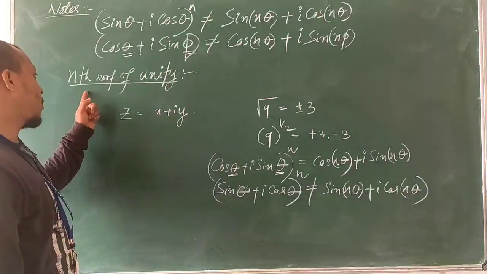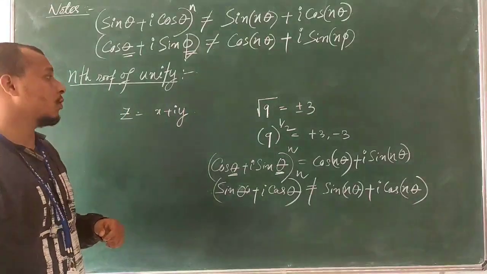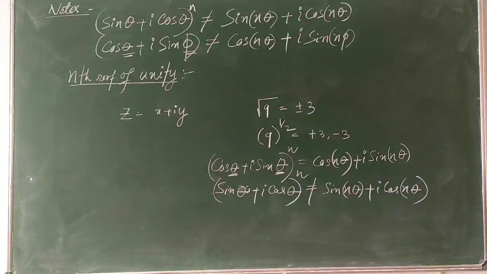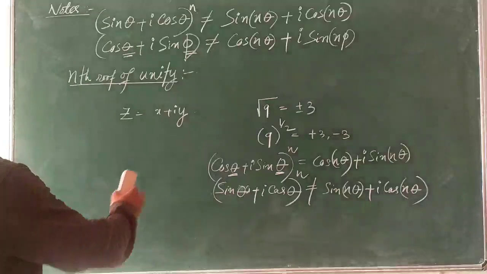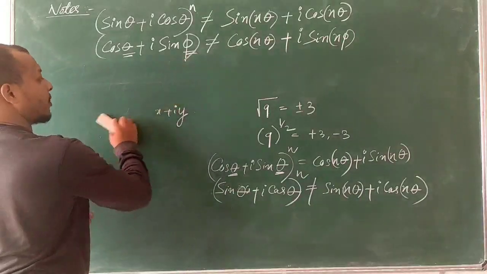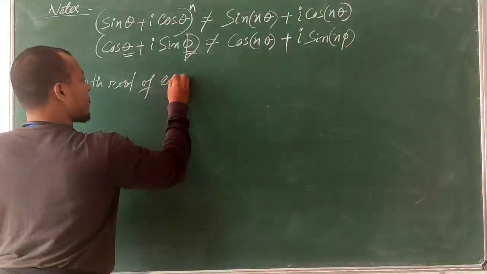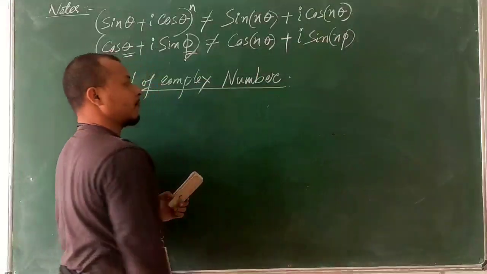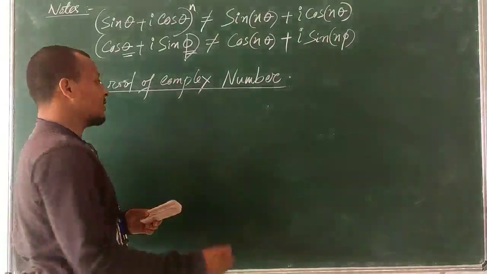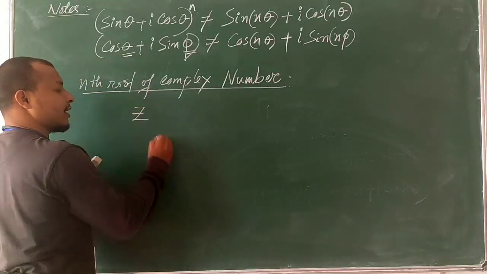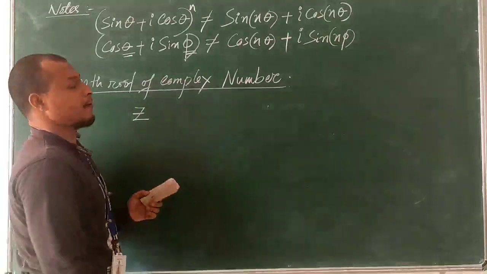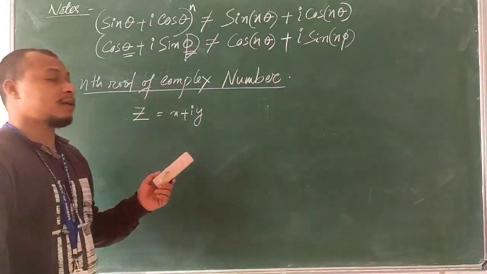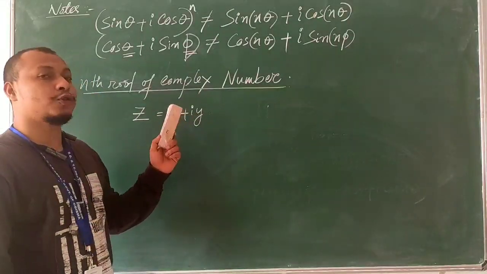Now we are going to study what is the nth root of unity. Not exactly the nth root of unity, we will study the nth root of a complex number. We know what a complex number is: generally we write z is equal to x plus iy. This is the complex number system. We are asked to find the nth root.